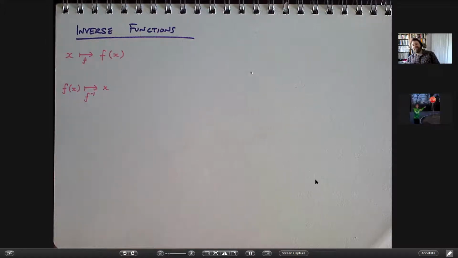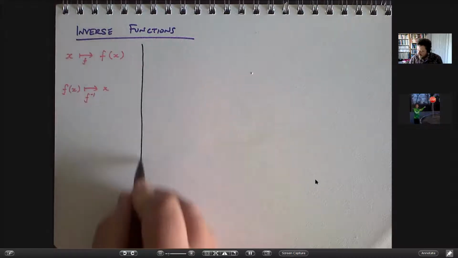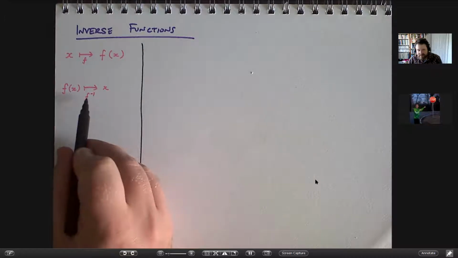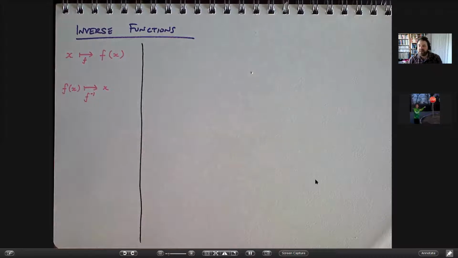Now this is really annoying and confusing, but it's not f to the -1 as in 1 over f. It's f to the -1 as in this thing does the opposite thing of f. And that's a little bit confusing and will cause some confusion every once in a while. But just try and bear in mind that this is just one thing, f inverse. It's not f to the power of -1. Okay, so this function does the job of reversing the work of your original function.